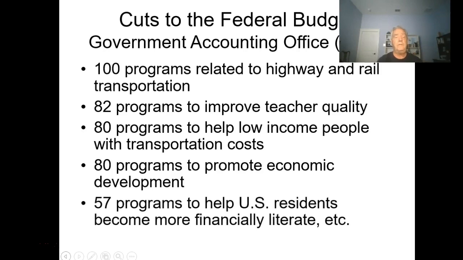And then 57 programs to help U.S. residents become more financially literate. Boy, I wish they'd do that right. We could all use a lot of help understanding finance. It's probably the weakest link in some of the things that we do. So this is the Government Accountability Office's estimates of where things can be cut and where we've got too much money being spent. So it's possible. We can get this thing under control. We just have to find somebody who's willing to take the initiative.